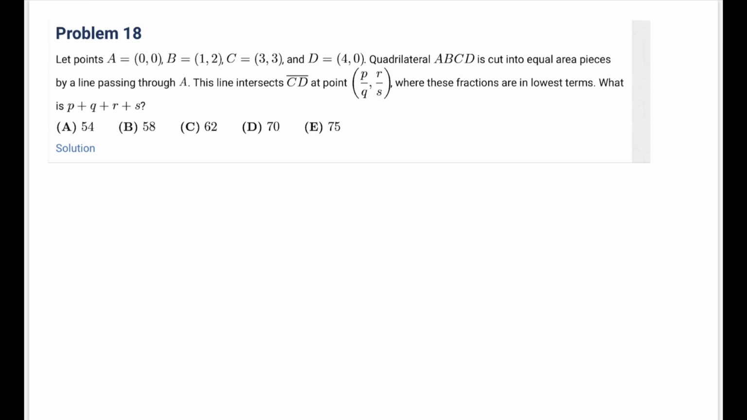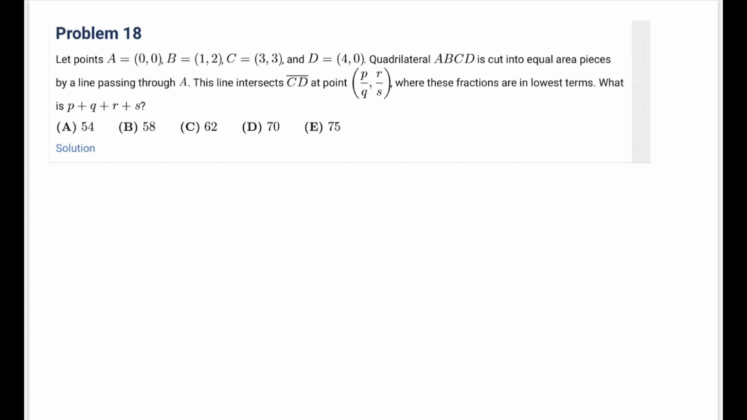D equals 4, 0. Quadrilateral ABCD is cut into equal area pieces by a line passing through A. This line intersects CD at some point P over Q, R over S, where these fractions are in lowest terms. What is P plus Q plus R plus S?